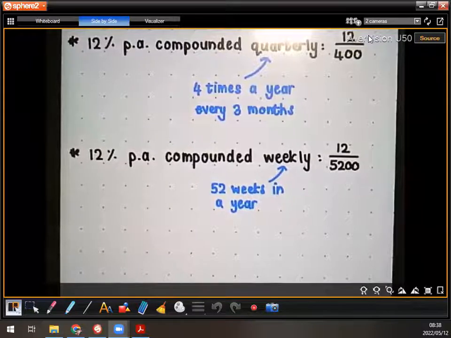So just again to remind you of what that actually means, that means that at the end of every week, they are calculating a portion of that 12%. And the portion that they're calculating is 12% divided by 52, which is what we actually have here.